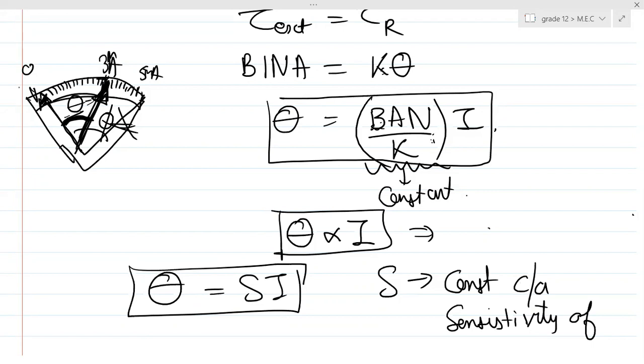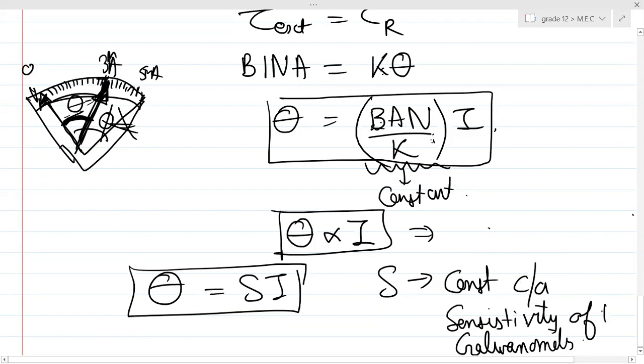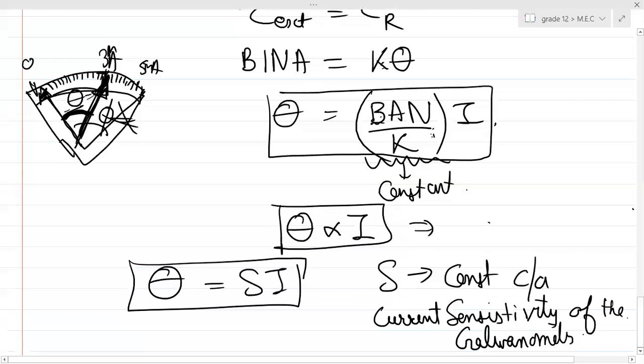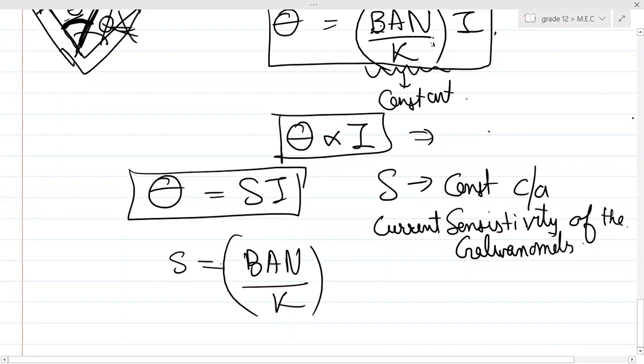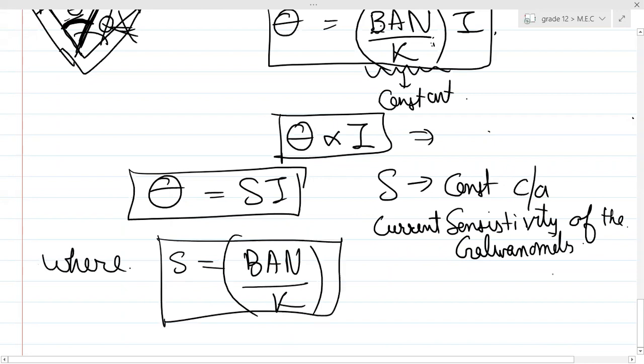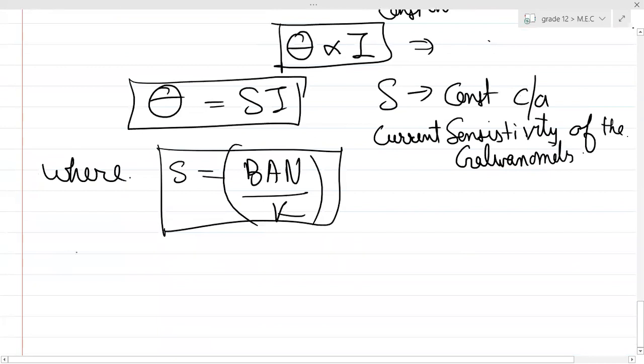Now, S is called the sensitivity of a galvanometer. And which sensitivity are we talking about? Current sensitivity. Is this clear? Then what is this S? S is basically equal to BAN upon k. Okay, is this clear, guys? Any doubt? So this is one of the concepts which was just remaining.